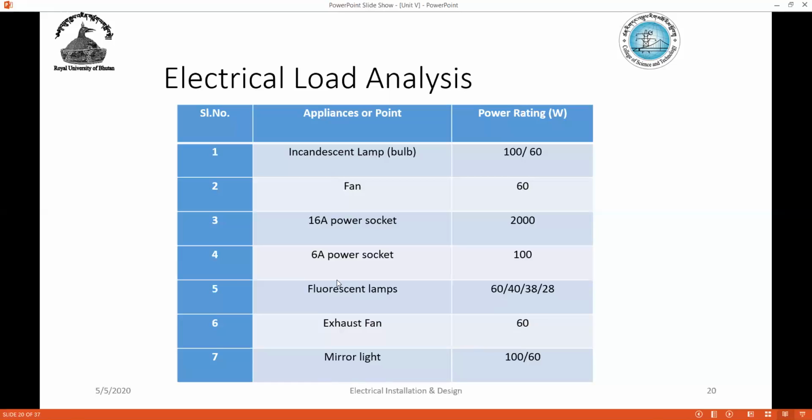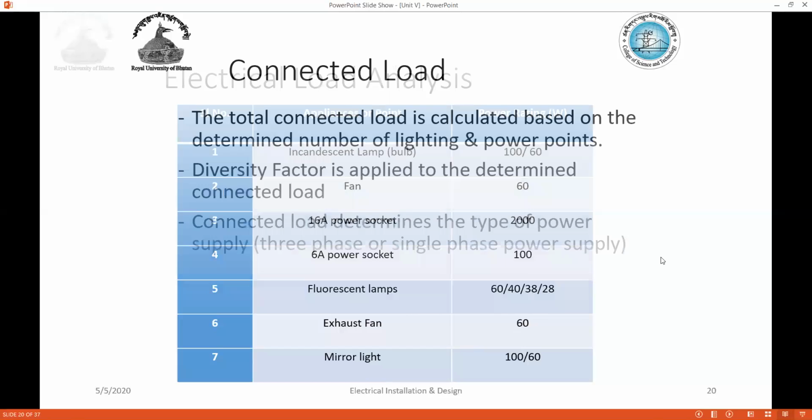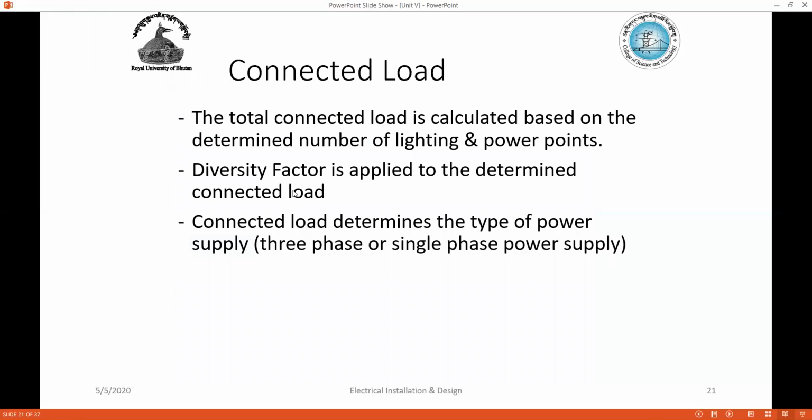For the 6 ampere socket, we can go up to 800 watt. You can write 100 watt to 800 watt in this case. And we also have the mirror lights and all. So to do the analysis and all, we have to know the connected load. The total connected load is calculated based upon the determined number of lighting and power points. Now, whether you are using the electricity or not, if you have given 5 sockets, then we have to consider that as a connected load, and we have to include that in your calculation.